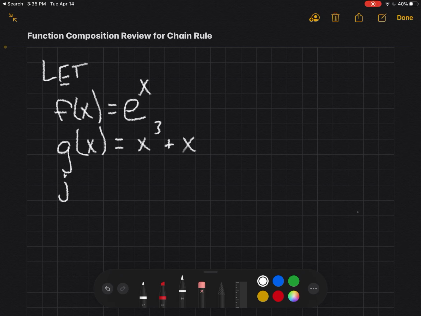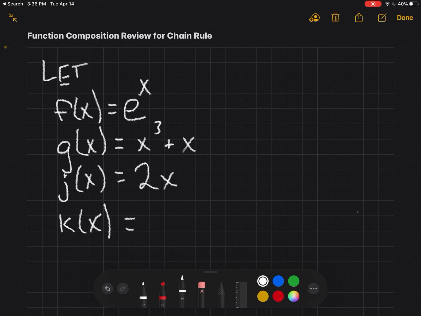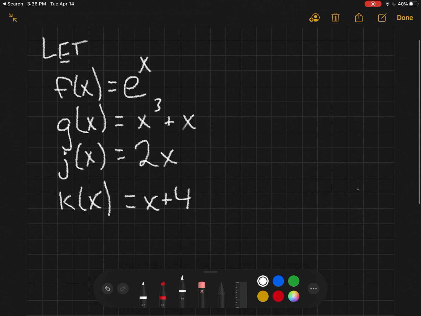Let's say that f of x is the exponential function, e to the x. Let's say that g of x is the function x cubed plus x. Let's say that j of x is the function 2x, and let's say that k of x is the function x plus 4.